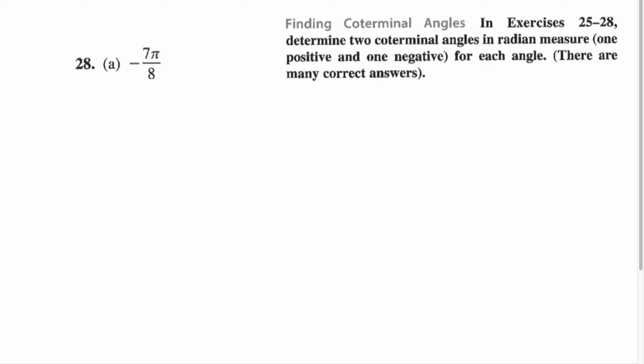So now we're going to talk about some example problems from section 4.1. Okay, finding coterminal angles. In this case, determine two coterminal angles in radian measure, one positive and one negative for each angle. So there are many correct answers. So this is negative 7 pi over 8.